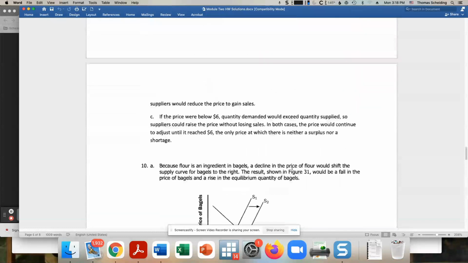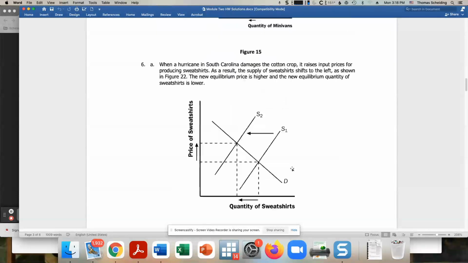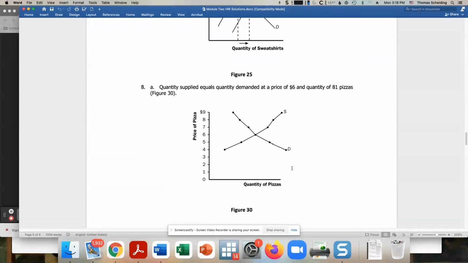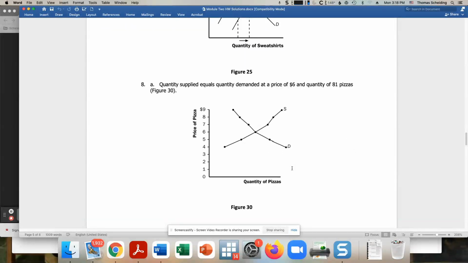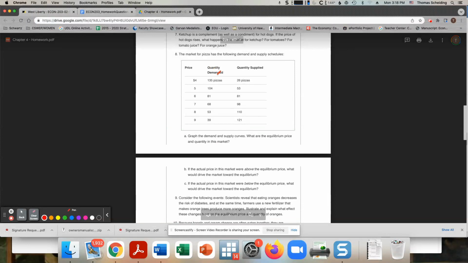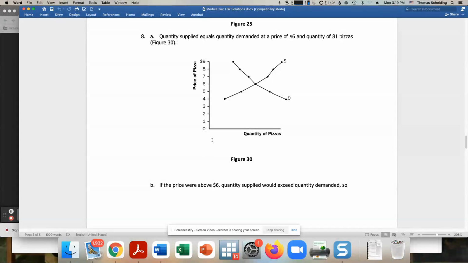Let's go back to number 8. So in 8, it looks like we're just plotting out these points, and then we need to talk about how we get towards the equilibrium. So here are the points plotted out, and you would just be able to do that from the chart. And now it should be pretty simple.